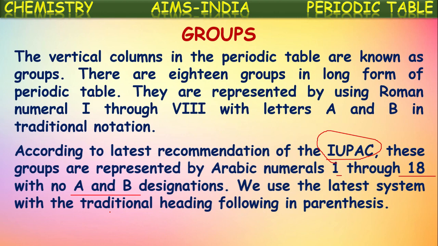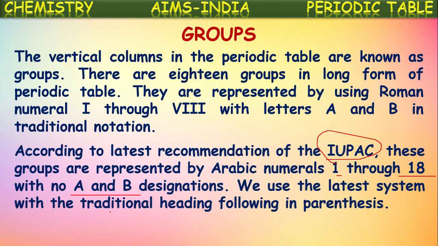Total 18 columns are considered as 8 main groups, each group subdivided into 2 subgroups A and B. So there are totally 16 groups earlier, as per the Roman numerals representation, because in the 8th B group the 8th, 9th, 10th columns are all together considered as 8th B group. So totally 8 main groups, each subdivided into 2 subgroups A and B. But according to the latest recommendations of IUPAC, these groups are represented with Arabic numerals from 1 to 18 without any subgroup representation. Directly they are given a number.